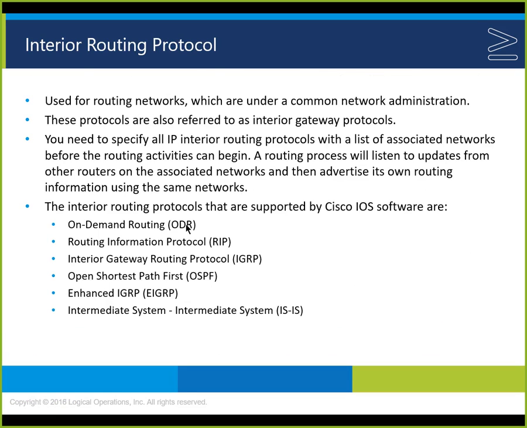And then after we have these two types, we have interior routing protocols and exterior routing protocols. Interior routing protocols are under a common network administration. That's what you and I are going to use on our networks. Will be interior routing protocols, interior gateway routing protocols. You may hear them referred to as interior gateway protocols. Need to specify all the routing protocols with a list of associated networks before the routing activities can begin. What does that mean? To specify with all of the associated networks.